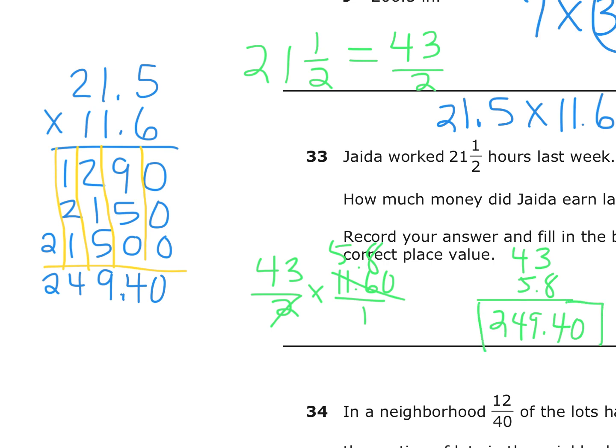And I want you to go ahead and do this on your own. Multiply this out any way that you want to. You're going to multiply 21.5, the number of hours, times how much she's earning, which is $11.60 per hour. And you're going to get $249.40. This is one where you record the answer and fill in the bubbles. This is not a multiple choice question.